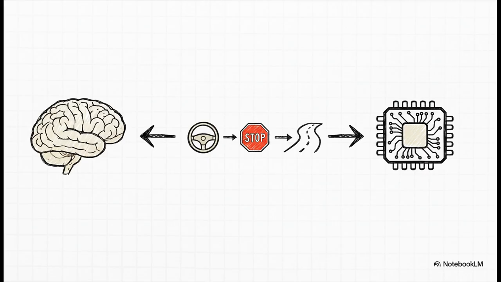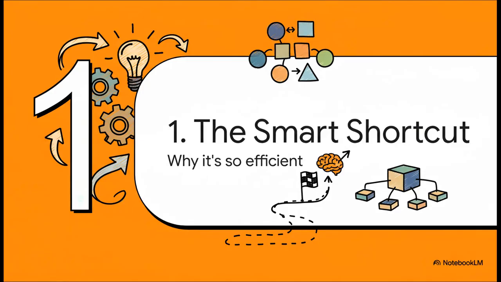Because as it turns out, our machines can do the very same thing. And that's why we're calling this the smart shortcut, because that's really what transfer learning is. It's not about cheating. It's an intelligent, efficient way to build amazing AI without reinventing the wheel every single time.